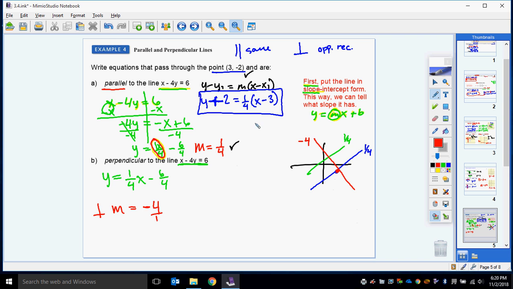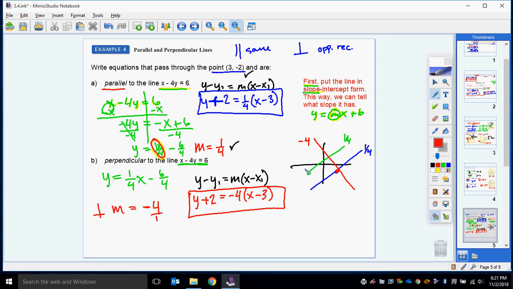So let's go back to our point here. 3, negative 2, and we got a point and we got a slope. Remember, with a point and a slope, we're using point slope form. But instead of plugging in 1/4 for m, now we're plugging in this perpendicular slope of negative 4. x1 is still 3 because I'm still going through that same point. And y1 is still negative 2. So instead of writing minus a negative 2, I'm going to write y plus 2.